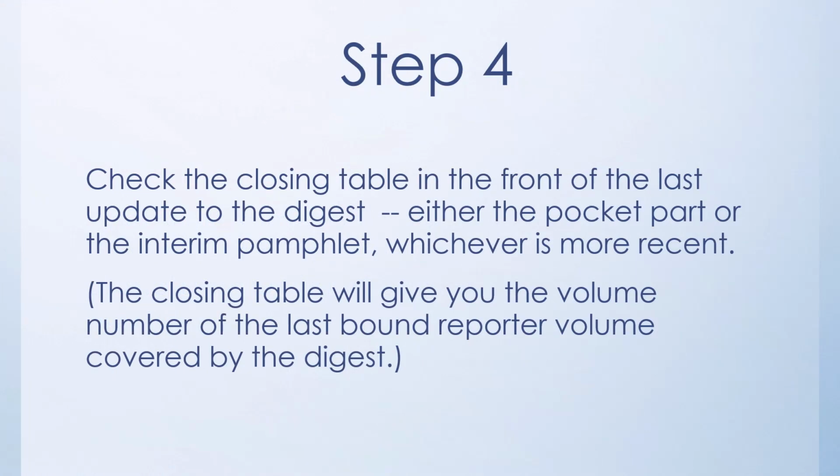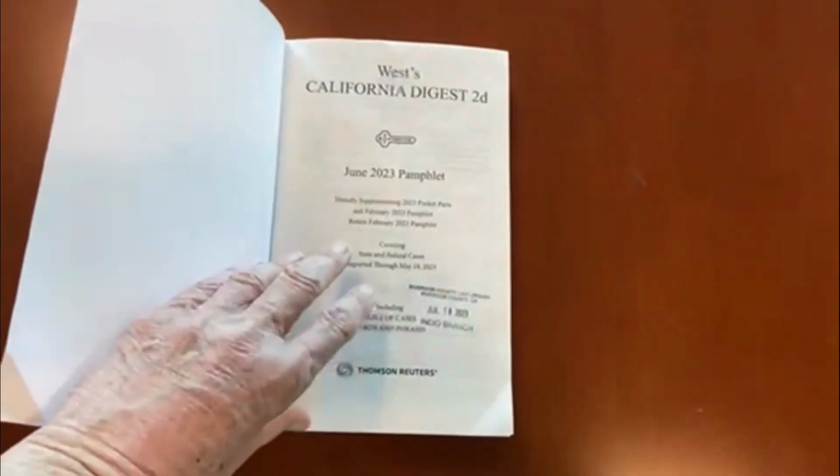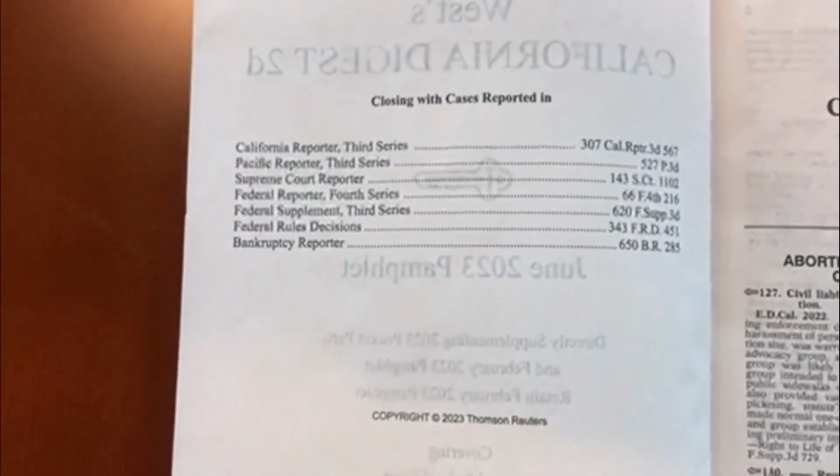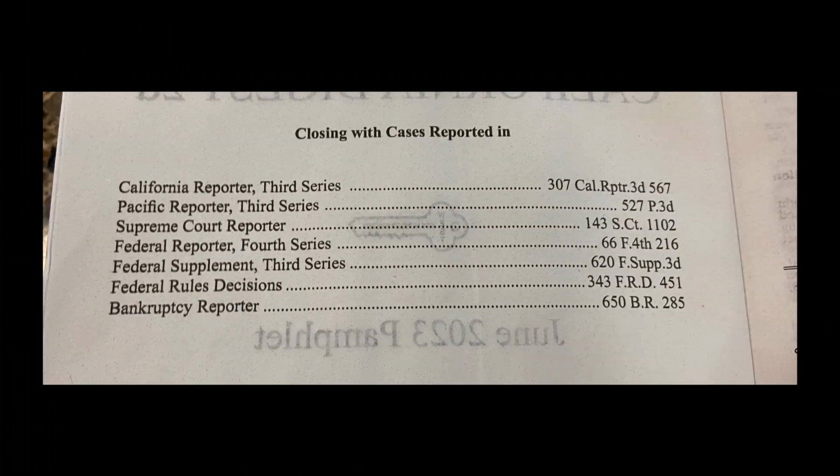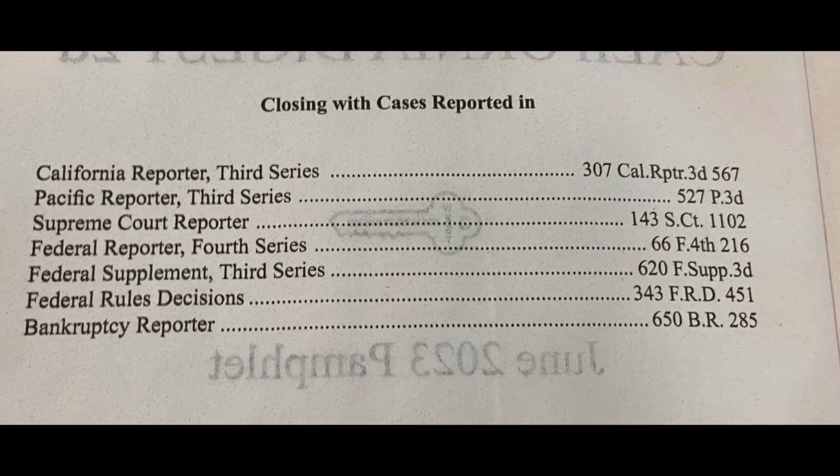Step 4. Check the closing table in the front of the last update to the digest. That'll either be the pocket part or an interim pamphlet, whichever was more recent. Here Isaiah is showing you where in the pamphlet to find the closing table. Now let's take a closer look at this closing table. First, let me zoom in.